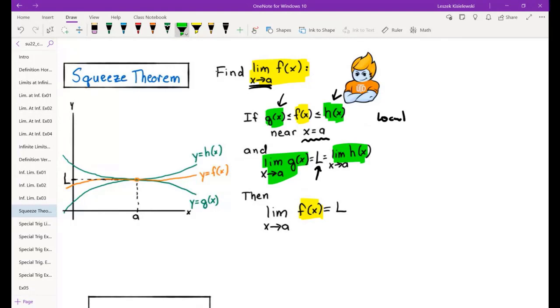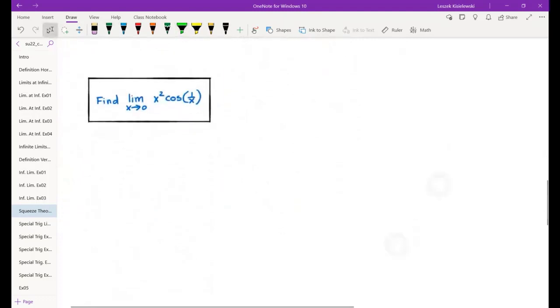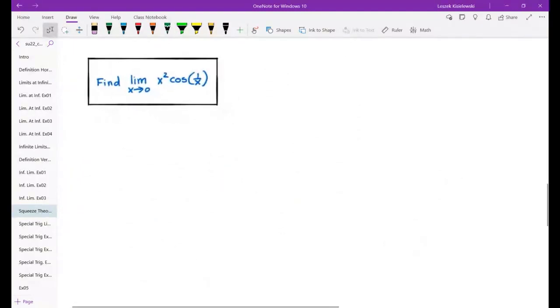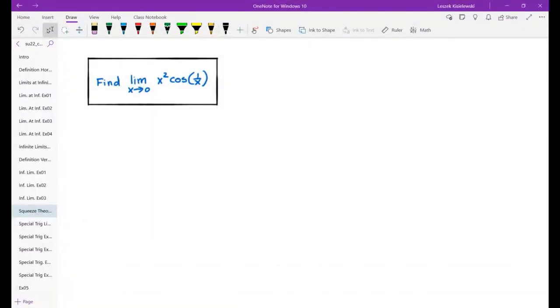All right, so let's look at this example. So here the problem is if you try to evaluate directly, and I guess you could guess what the limit is, right? If you evaluate directly.